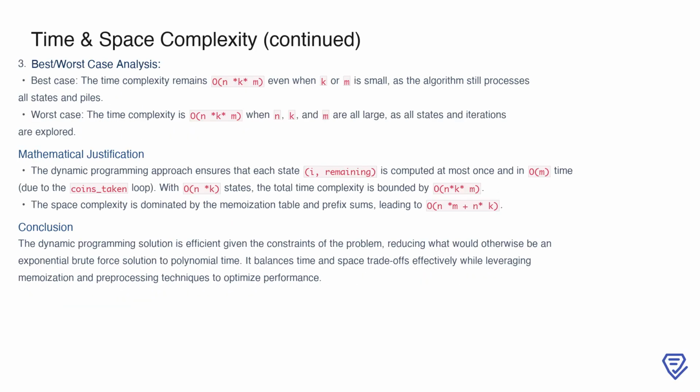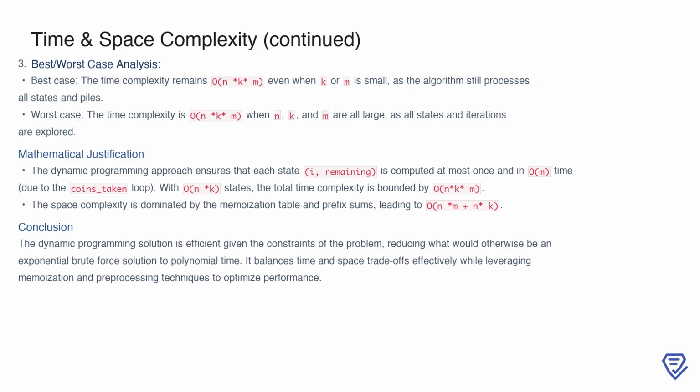Analyzing the best and worst cases, the time complexity remains O(n*k*m) in both scenarios. Even when parameters like k or m are small, the algorithm still needs to process all relevant states and piles, maintaining the same asymptotic complexity. In the worst case, where n, k, and m are all large, the algorithm will explore every state and iteration, fully utilizing the O(n*k*m) operations. Mathematically, the efficiency of this approach stems from the fact that each state, (i, remaining), is computed only once. The inner loop for each state runs in O(m), and with O(n*k) states overall, the total number of operations remains bounded by O(n*k*m).